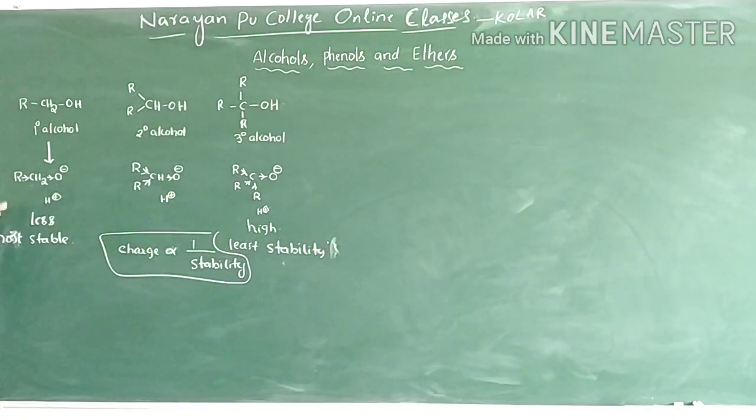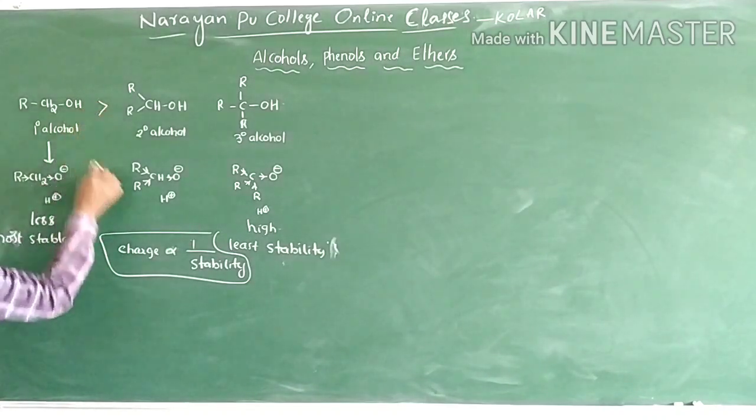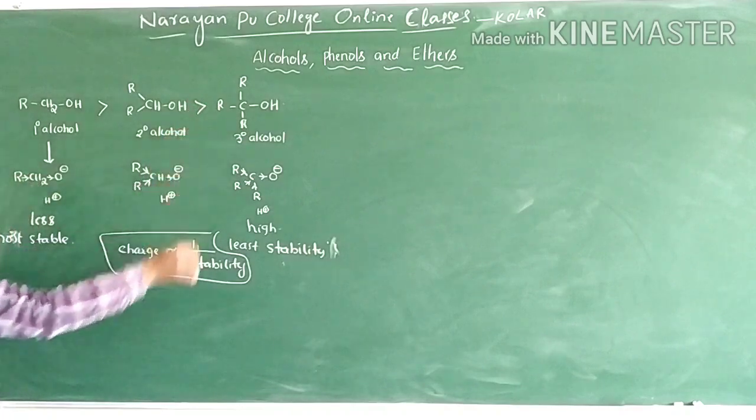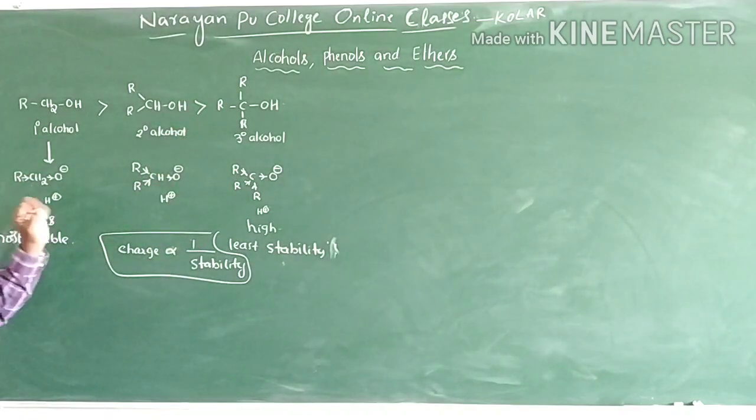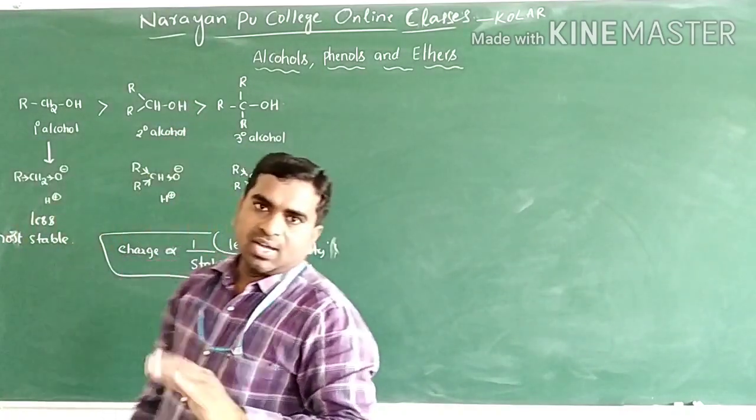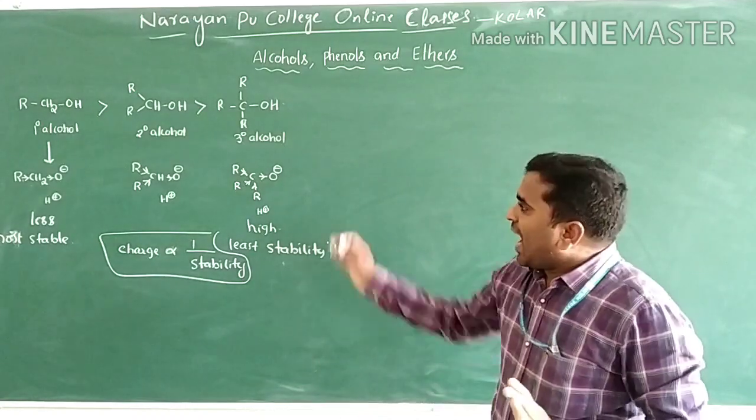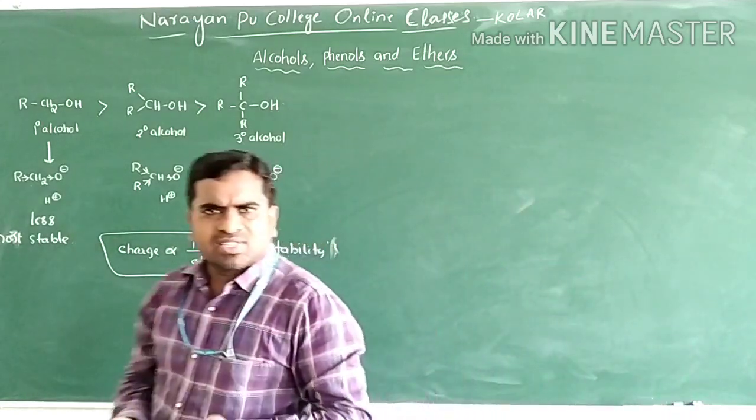You know that when the stability of the anion is high, the acidity will be very high. So that's why primary alcohols are more acidic than secondary alcohols, and secondary alcohols are more acidic than tertiary alcohols. This is the concept. Clear? And in the same way, I have discussed the second concept here.